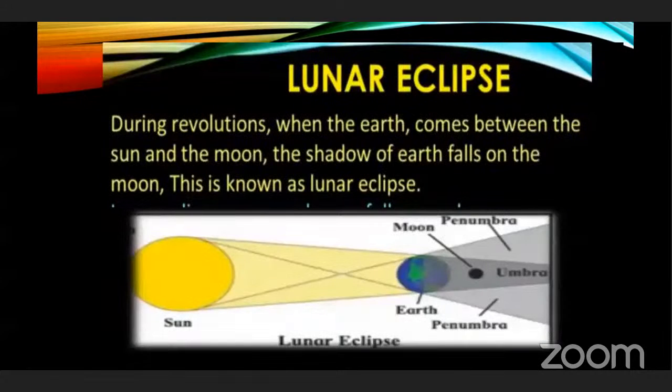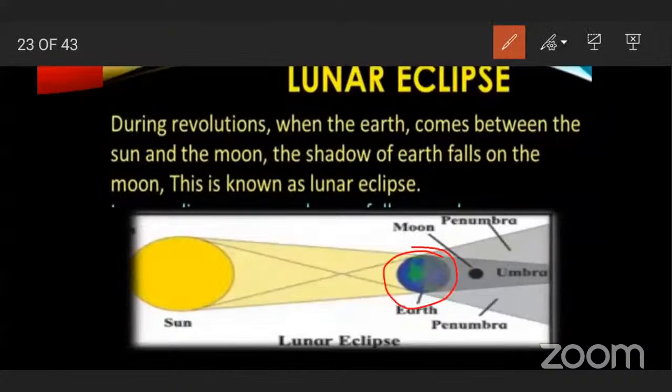Second type is lunar eclipse. During revolution, when the earth comes between the sun and the moon, the shadow of the earth falls on the moon. This is known as lunar eclipse. In lunar eclipse, what happened? The earth comes in between the sun and the moon, and the shadow of the earth falls on the moon. That time it is known as lunar eclipse. Okay. And in solar eclipse, what happened? The moon comes in between the earth and the sun.